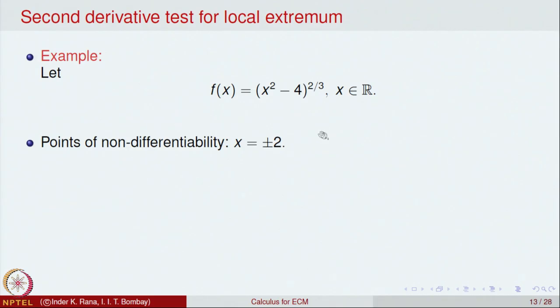If you find it difficult at present to analyze this, I would suggest that you sit down and try to analyze the differentiability of this function at these points plus 2 and minus 2. Why is this not differentiable? Try to compute the left derivative and the right derivative at plus 2 as well as at minus 2, and you will see that at both these points the left derivatives are not equal to the right derivatives.